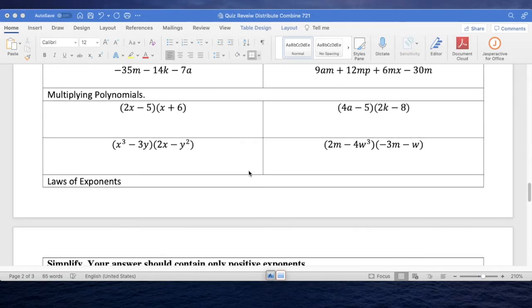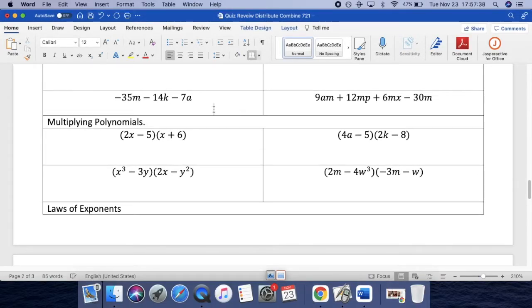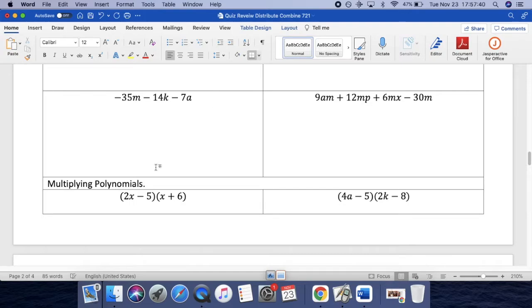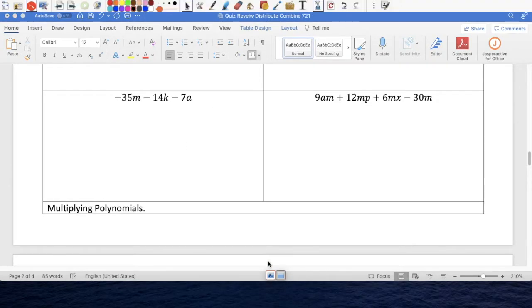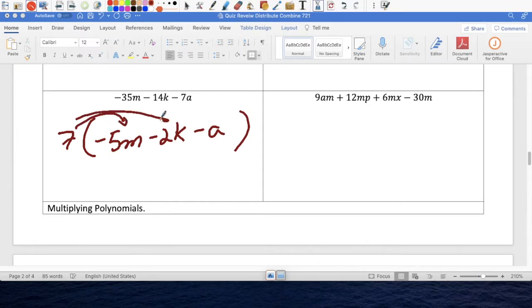Oh no, there's more. Okay, what is this? Am I doing the same thing? Okay, so greatest common factor is 7. No variables are shared, so I get negative 5m minus 2k minus n. And then the beauty about this is that you can automatically check and make sure you get negative 35m minus 14k minus 7n. So there are the equivalent expressions.